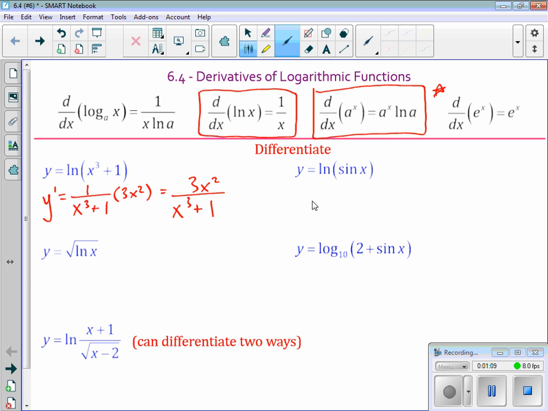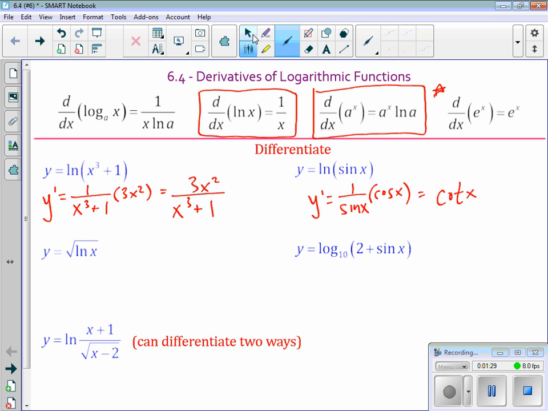Okay, this one, same idea. So we do 1 over sine, and then derivative of sine is what? Cosine. And what is cosine over sine equivalent to? Cotangent.